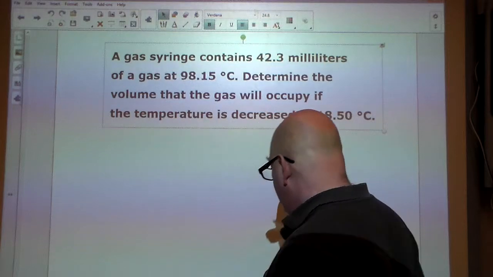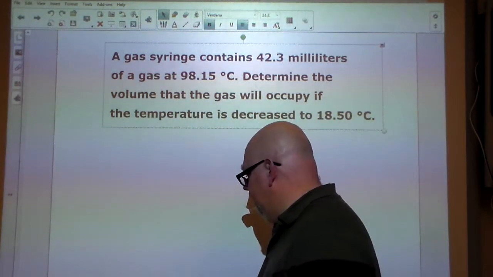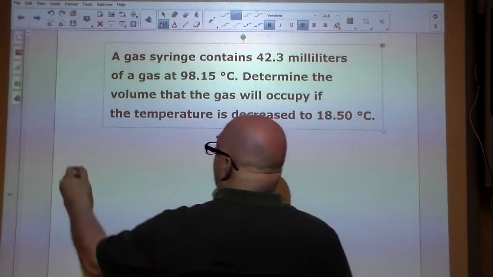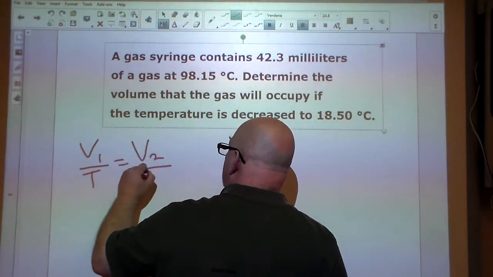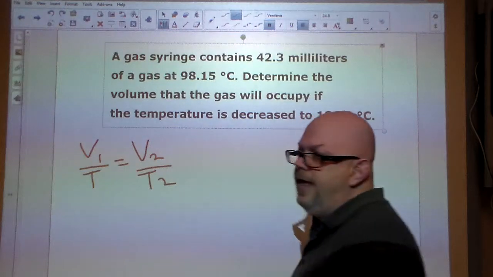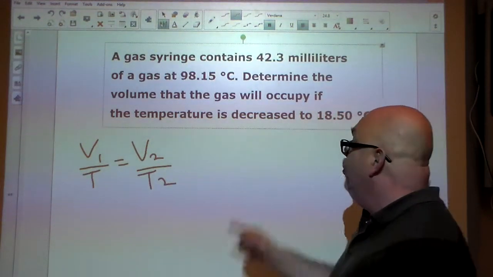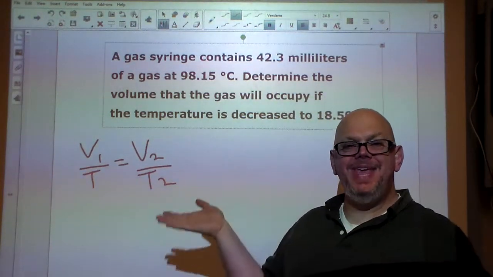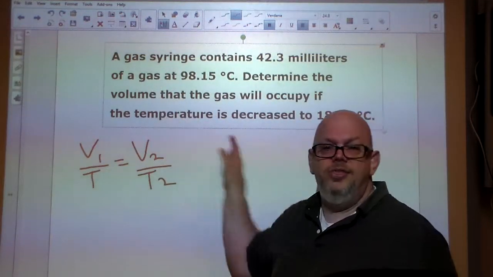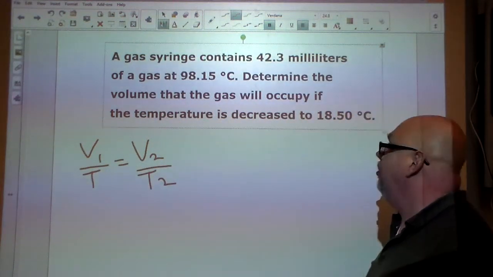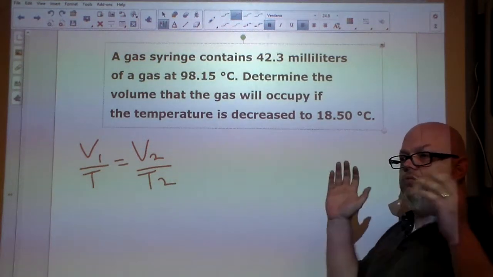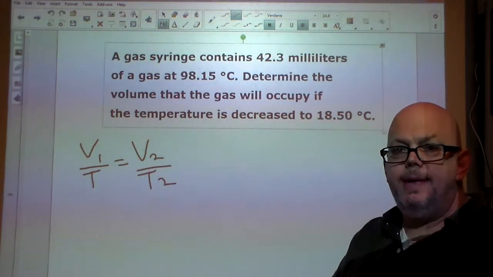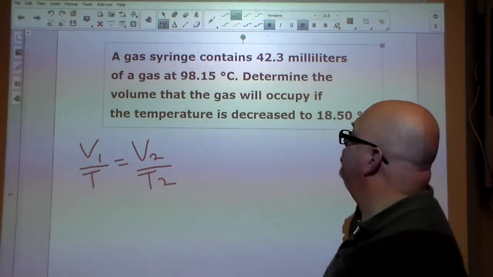But anyways, when we look at the formula for this, it is V1 over T1 is equal to V2 over T2. Now, since the pressure is the same, we don't have to worry about P. When you look at a problem like this, it doesn't mention a pressure, which is great because the pressure is the same, and that makes things much simpler.